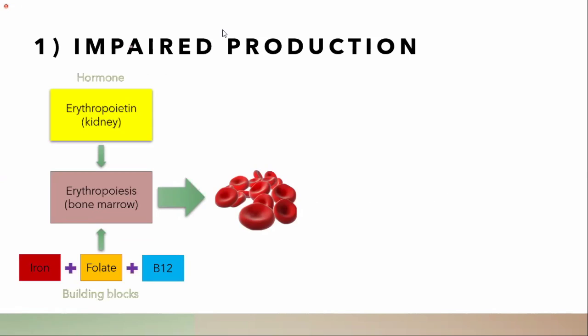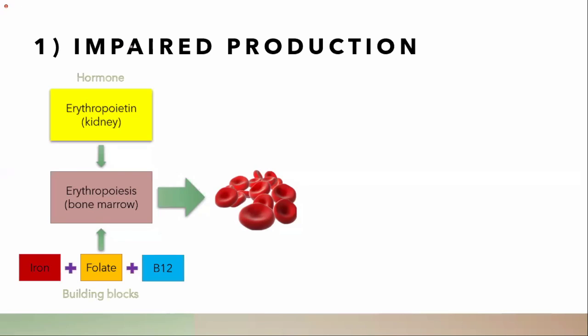So a bit of physiology of production of red blood cell. We know that it is formed through erythropoiesis that occurs in the bone marrow, which is stimulated by the hormone erythropoietin produced in the kidney. And the production of RBC needs its building blocks, which comprise iron, folate, and also B12. So any failure in this process can impair production of RBC and later will cause reduction of the RBCs and cause anemia.